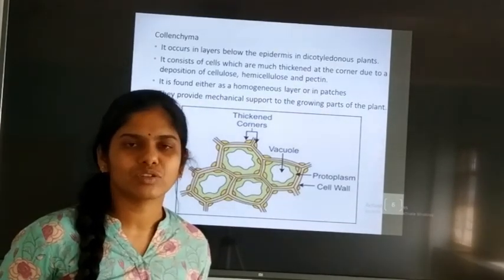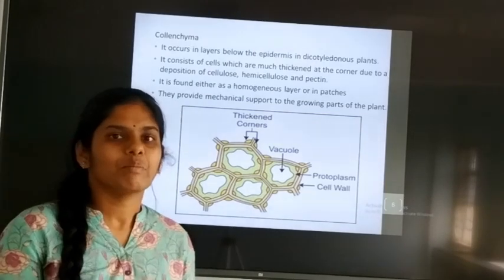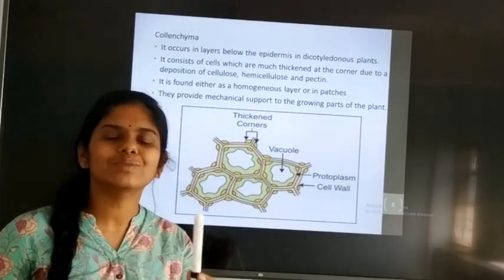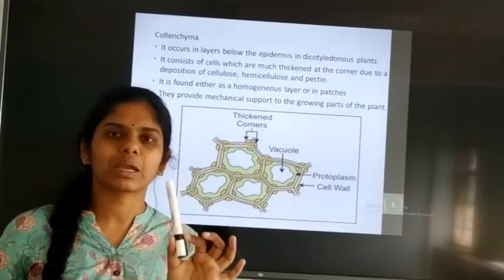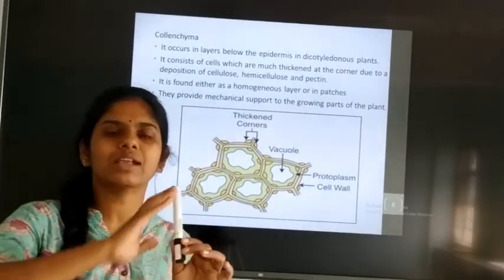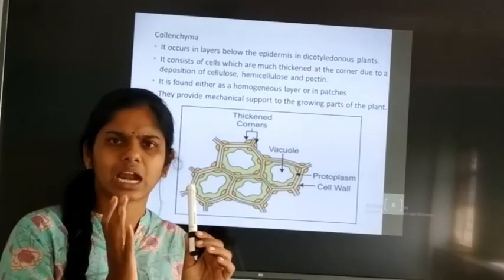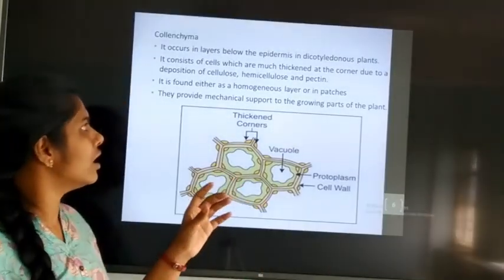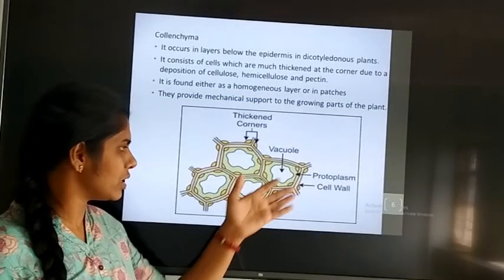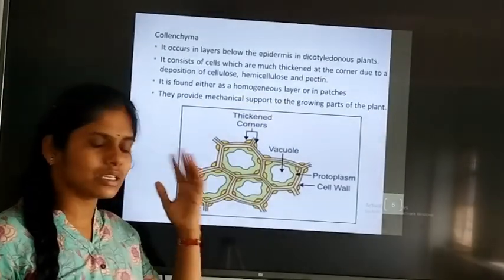Mechanical tissue means it gives mechanical support to the plant body. When strong wind blows, the branches sway, that is elasticity. So that is provided by the collenchyma.